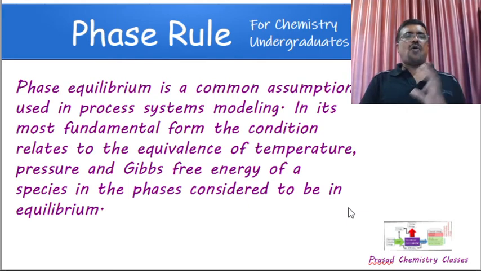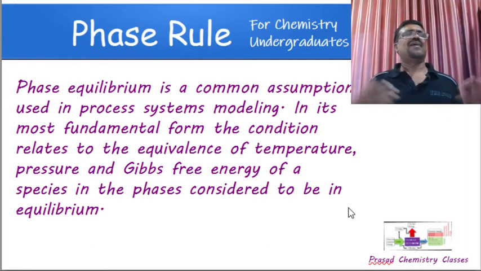Phase equilibrium is a common assumption used in process systems modeling. It relates the equivalence of temperature, pressure, and Gibbs free energy of a species in the phases considered to be in equilibrium. If a system is in equilibrium, it has a number of different phases. What should be there? The temperature and pressure of all the phases should be equal. They should be the same. Then only they can be in equilibrium.